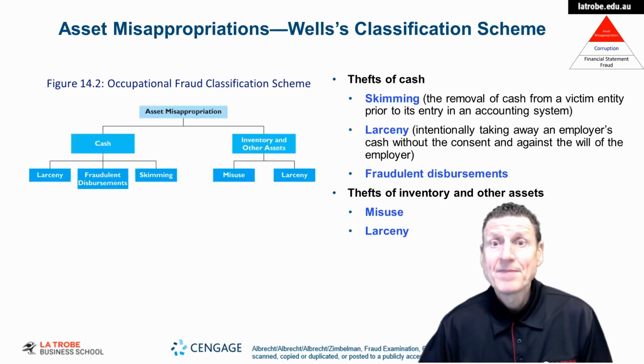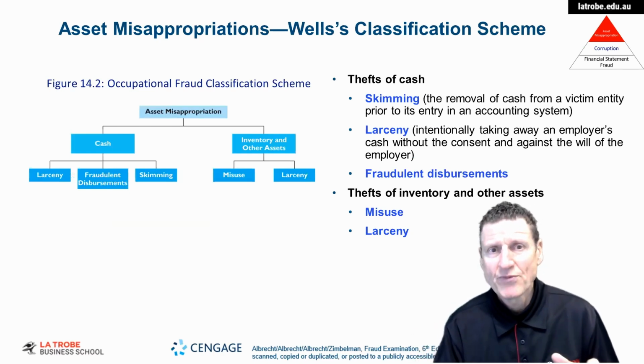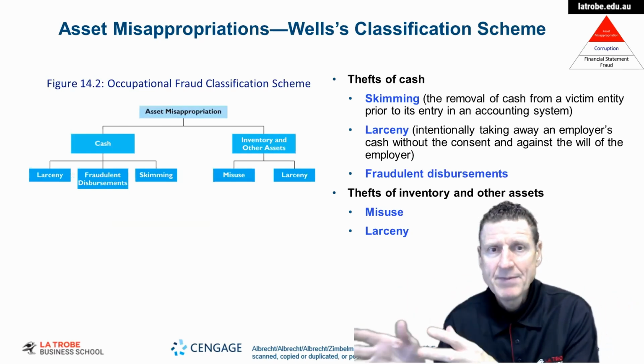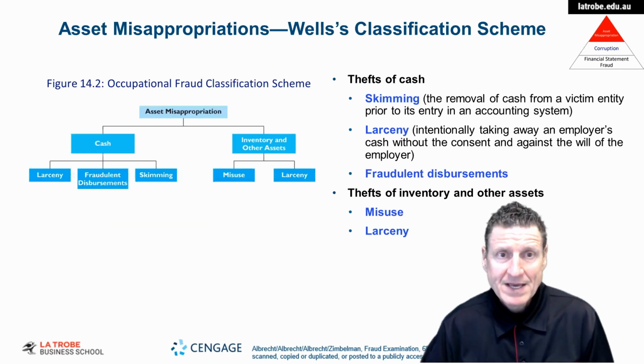In the textbook, they actually group skimming, larceny, and fraudulent disbursements in a different way. And I find it can be confusing because they've got larceny on this side, they've got fraudulent disbursements in the middle, they've got skimming on one side, they've got larceny on the other side. So I showed you the procedural view where you have skimming, larceny, disbursement. These are the same words, and here are the definitions as I have explained.